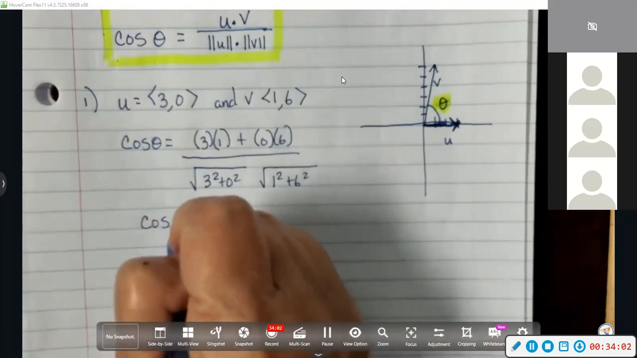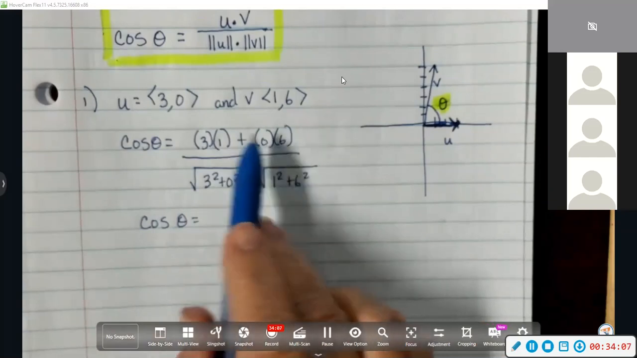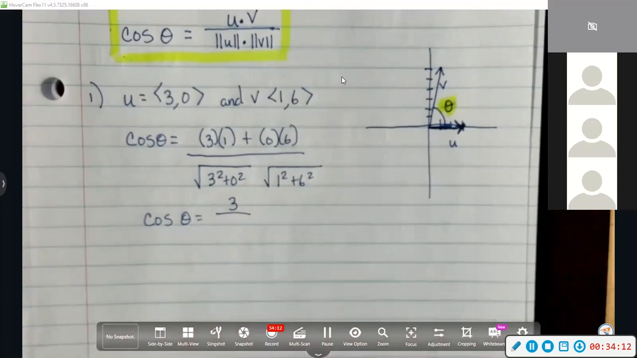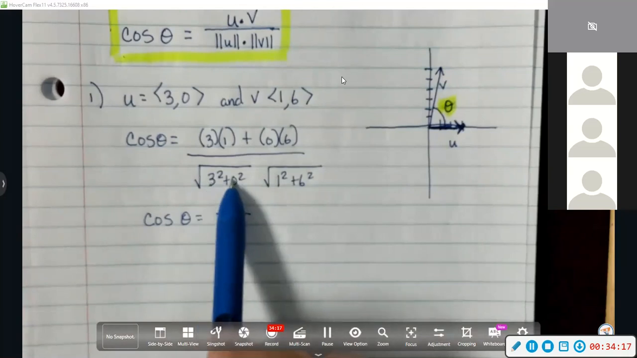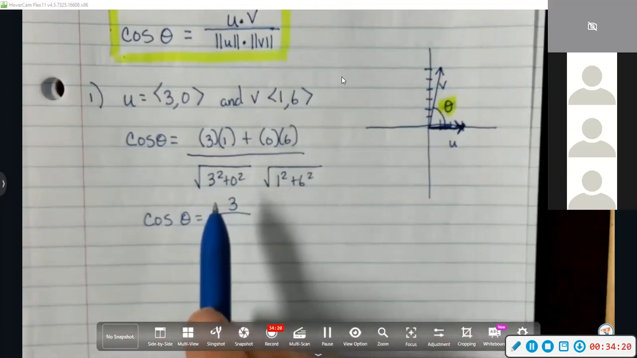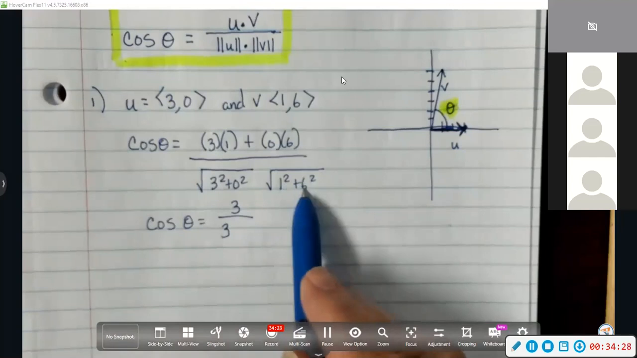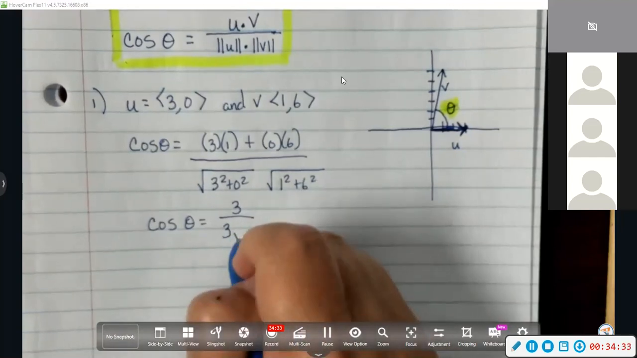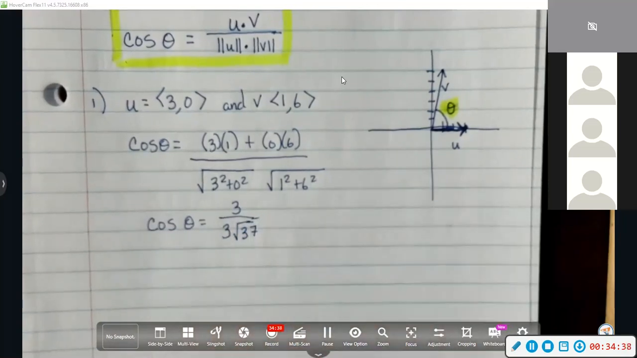So then the cosine of theta, so 3 times 1 is 3, 0 times 6 is 0, 3 plus 0 is 3. On our denominator, 3 squared is 9, 9 plus 0 is still 9, the square root of 9 is 3. 1 squared is 1, 6 squared is 36, 1 plus 36 is 37, that's the square root of 37. 37 is a prime number, we can't simplify that.